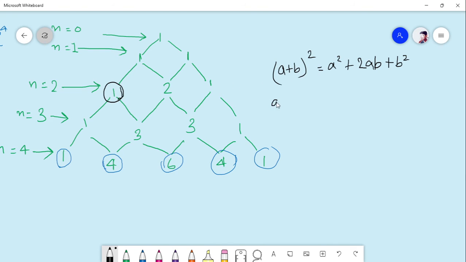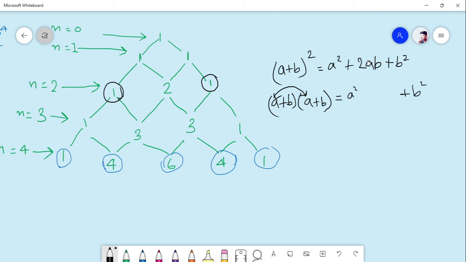So a plus b whole squared is a plus b times a plus b, right? There's just one way you can get a squared, which is multiplying these two a's. There's no other way, right? So there's just one way of getting this a squared, so the coefficient is 1. If you look at the b squared, it's the same as well. You just multiply b with b. There's no other way of getting the b squared. So there's just one way to get the b squared as well.